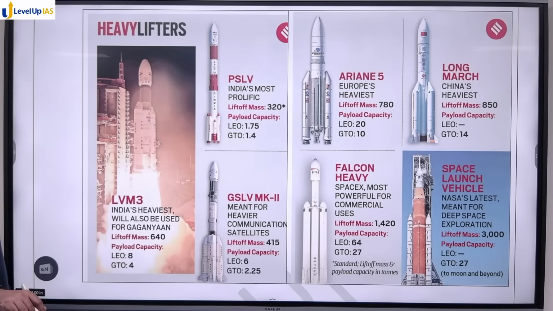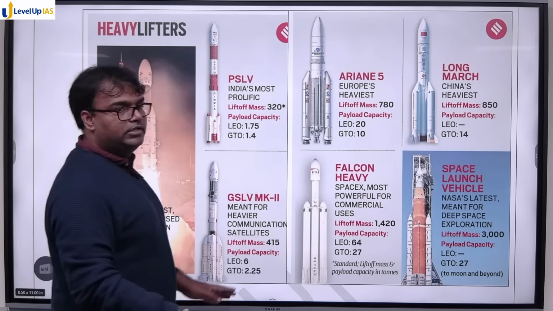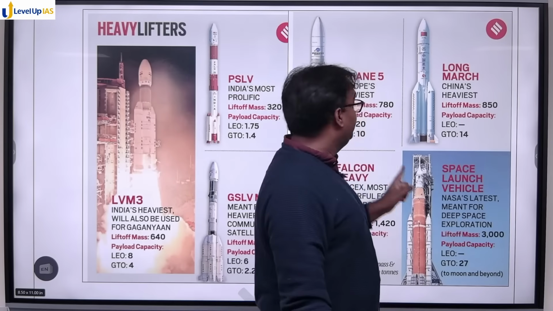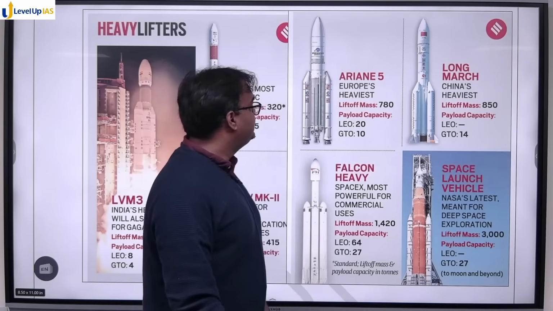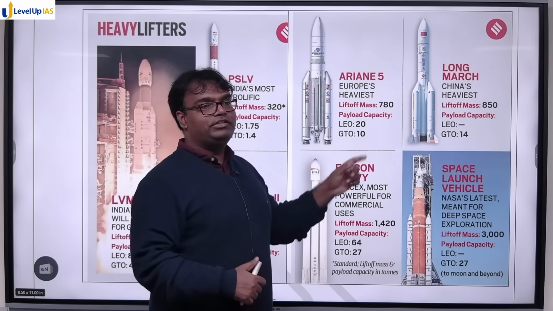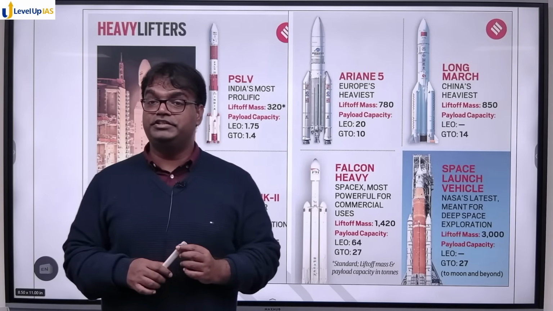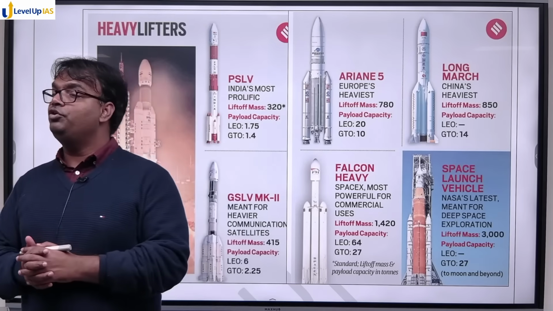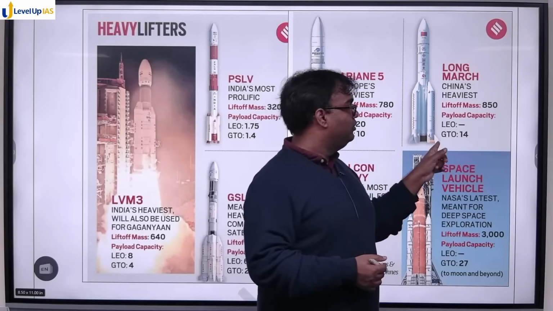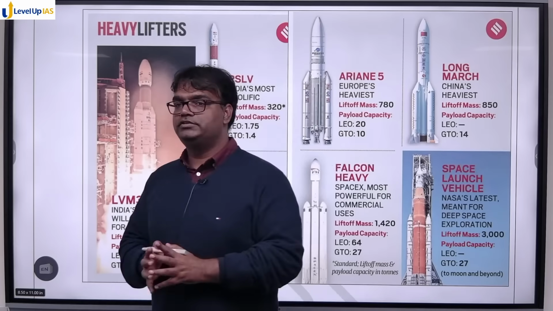This we understand. But compare it with other heavy rockets of the world. Ariane 5, which is of the European Space Agency, lift-off mass 780 tons. But how much weight can it carry to GTO? 10 tons, 10,000 kg. What can LVM 3 carry to GTO? 4,000 kg. This is the European Space Agency. China, to GTO 14 tons.